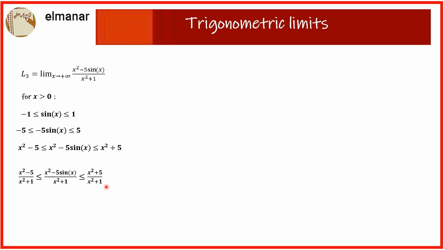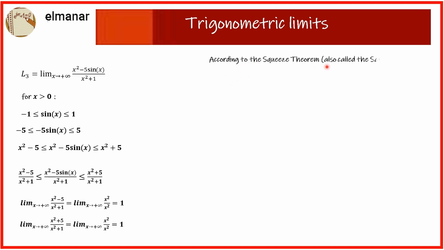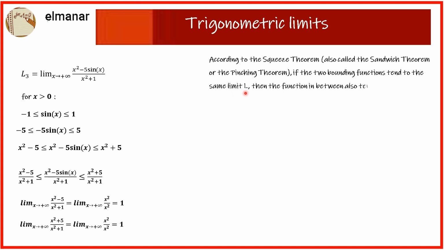Now the limit of x squared minus 5 over x squared plus 1 as x approaches infinity is equal to 1. Similarly, the limit of x squared plus 5 over x squared plus 1 as x approaches infinity is also equal to 1. Application of the Squeeze theorem, also called the sandwich theorem. Since the function being studied is squeezed between two functions that both tend to the same limit, it must also tend to that same limit.